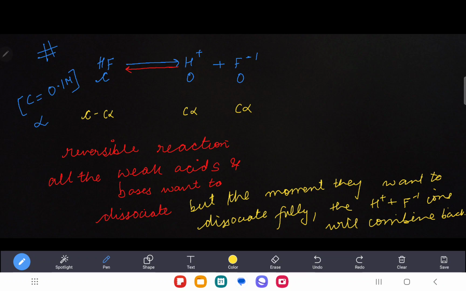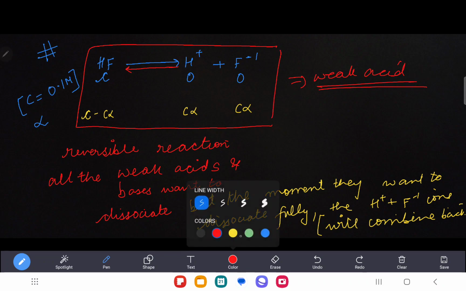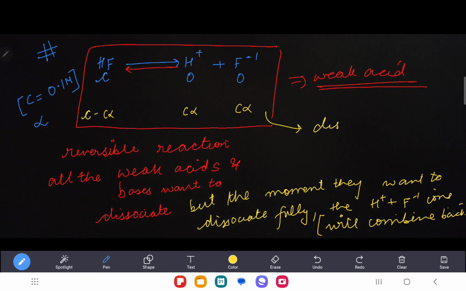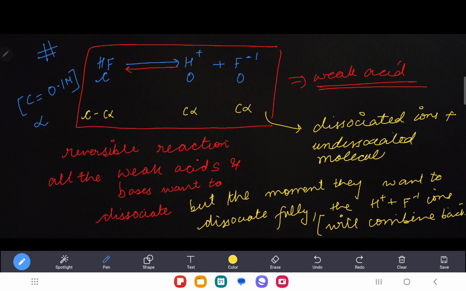And when these ions combine back, what exactly is going to happen? Just tell me. It seems that this is going to be a weak electrolyte or weak acid. That means weak acids do not dissociate fully. So in the beaker, what do we find? We find the dissociated ions along with the undissociated molecules. That's what is happening in the dissociation of weak acids.